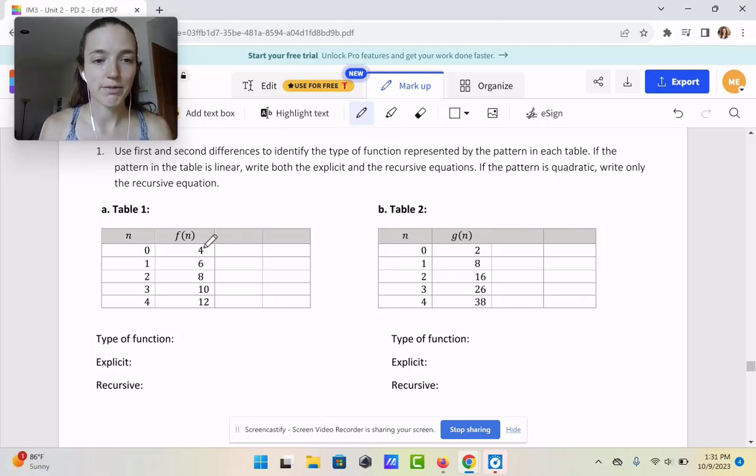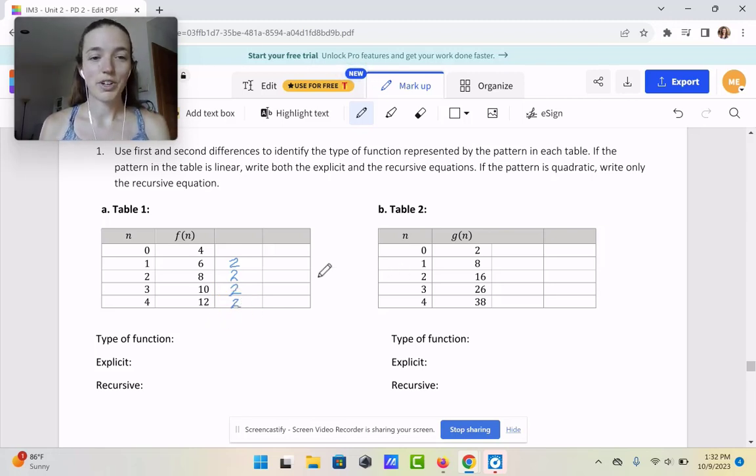So for example, to get from 4 to 6, we add 2. To get from 6 to 8, we add 2 again. And then 8 to 10, add 2 again. 10 to 12, add 2 again. And the quality of my handwriting increases the more we write the 2's.